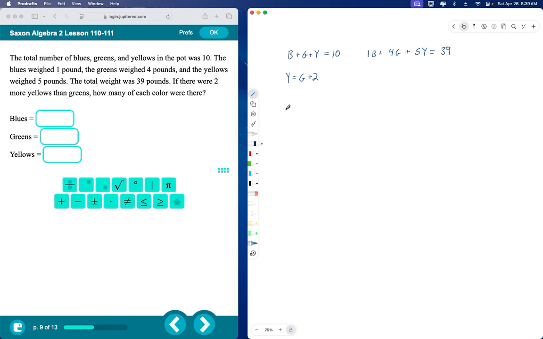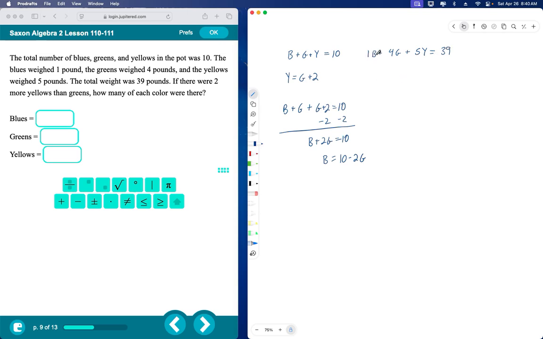So we've got B plus G plus Y, which is G plus 2, equals 10. So we've got to subtract 2 from both sides. So we've got B plus 2G is equal to 10. So I'm going to subtract 2G. B is equal to 10 minus 2G. Now I have a substitution for Y and I have a substitution for B. We're going to put that into the main problem.